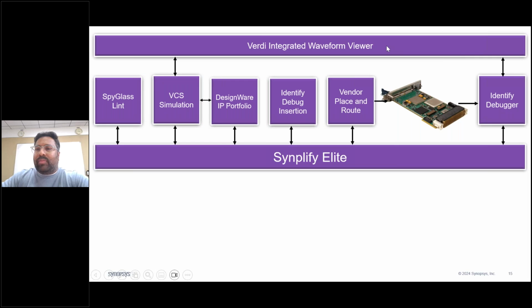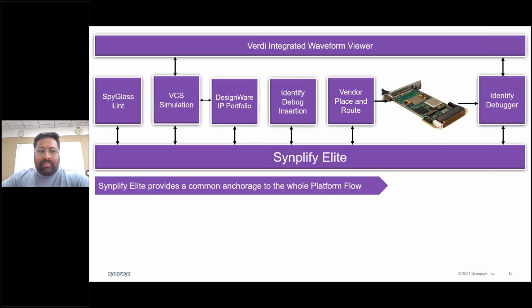and then you can use the combination of the Verdi integrated waveform viewer with Simplify. So this is the complete platform, or comprehensive solution, we provide for your FPGA based design and verification. As I said, Simplify Elite provides a common anchor to the whole platform flow, starting from your RTL generation till your hardware debug.